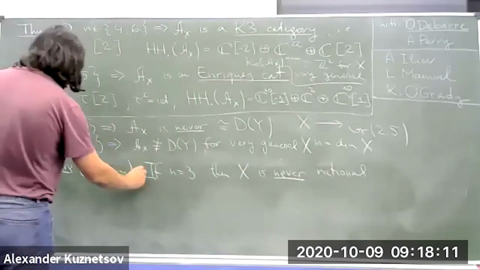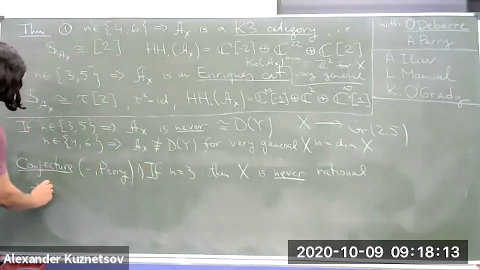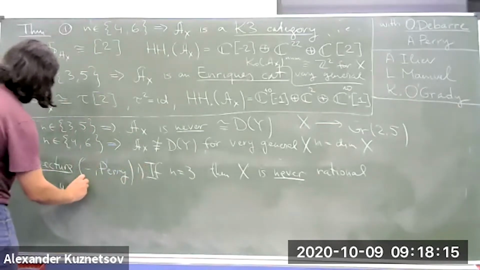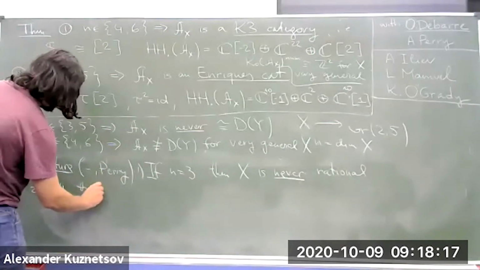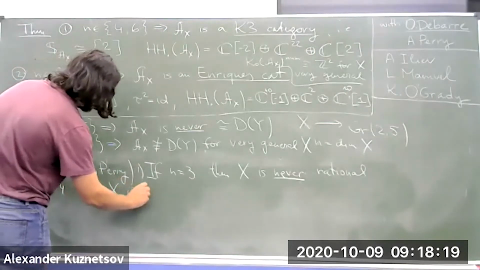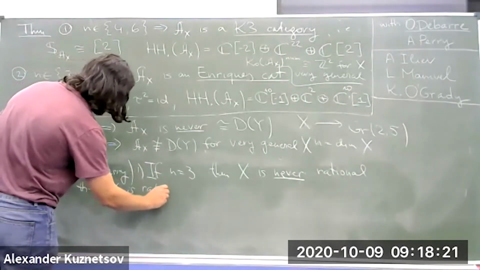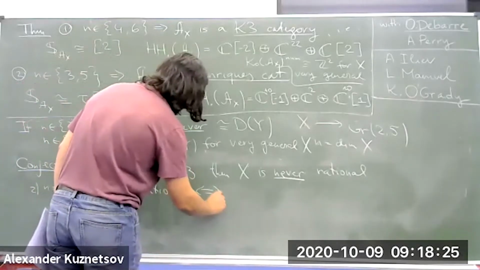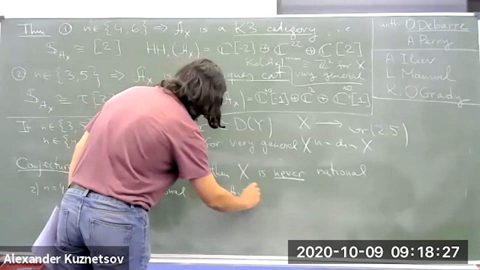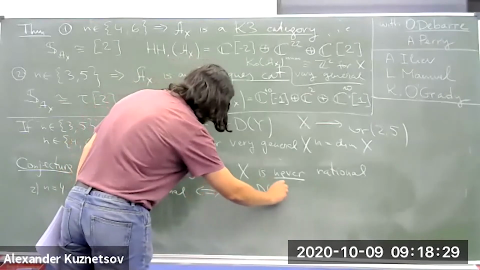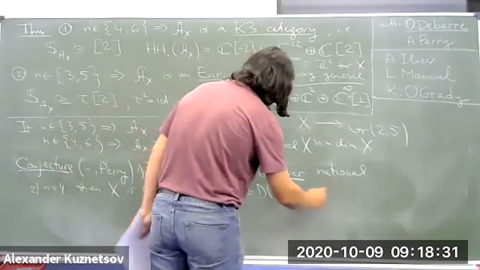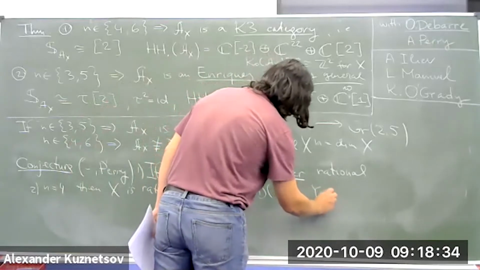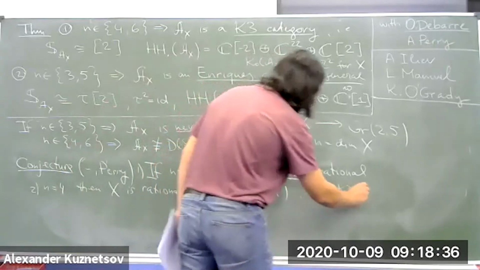And if n equals 4, then X is rational if and only if the category of X is equivalent to D of Y. Well, it's easy to see that Y should be a K3 surface.